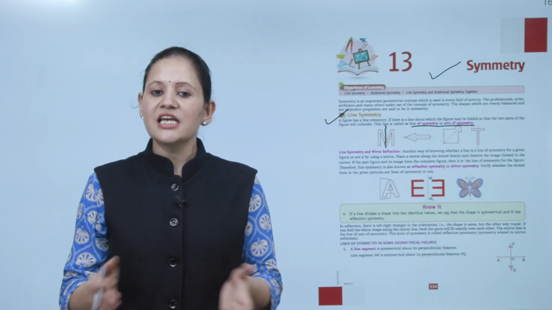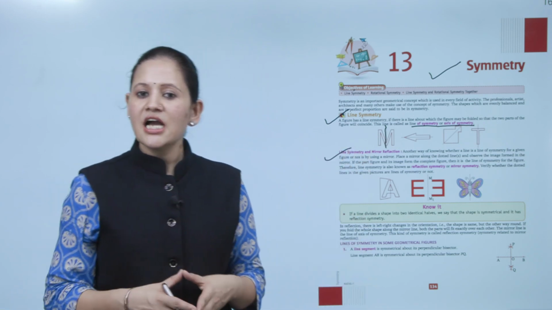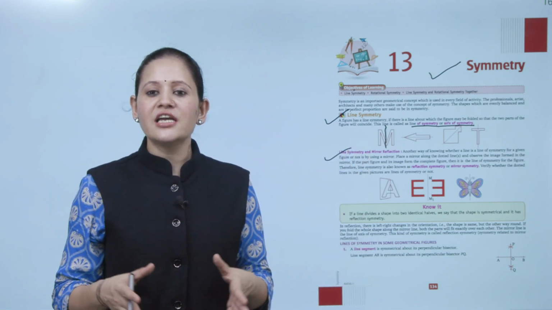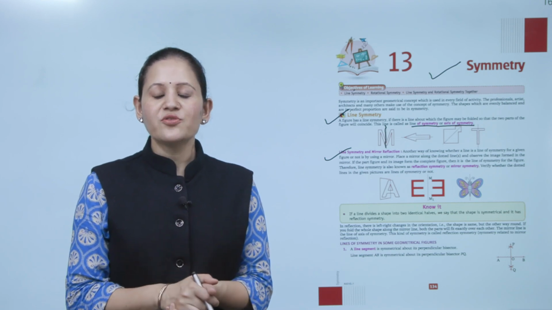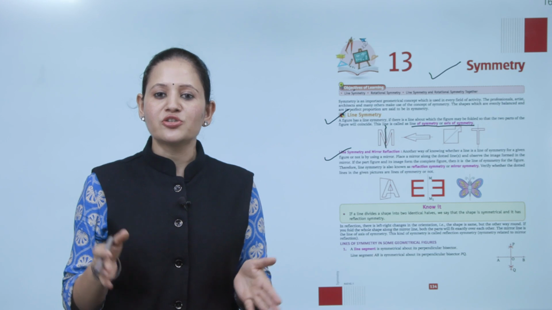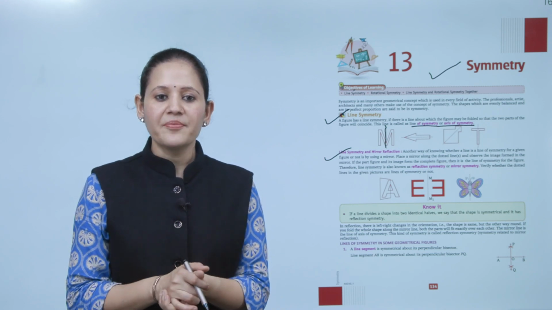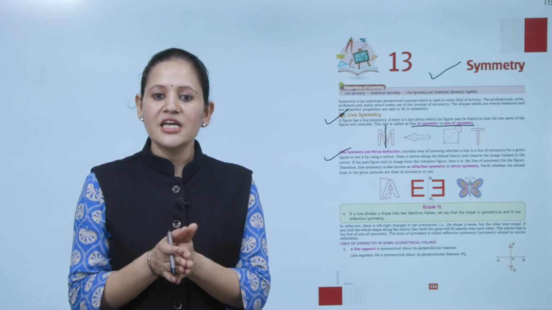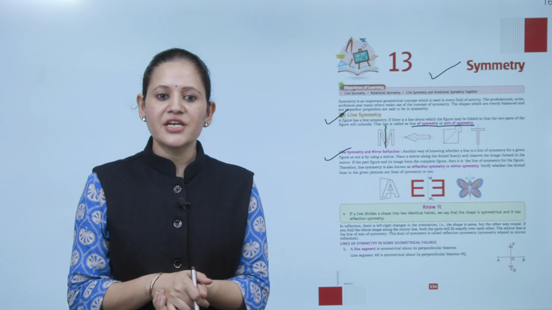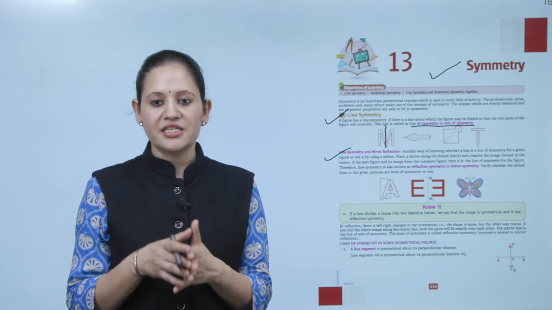Next is line symmetry and mirror reflection. Another way of knowing whether a line is a line of symmetry for the given figure or not is by using a mirror. Place a mirror along the dotted line and observe the image formed in the mirror. If the part of the figure and its image form the complete figure, then it is the line of symmetry of the figure. Therefore, line of symmetry is also known as reflection symmetry or mirror symmetry.